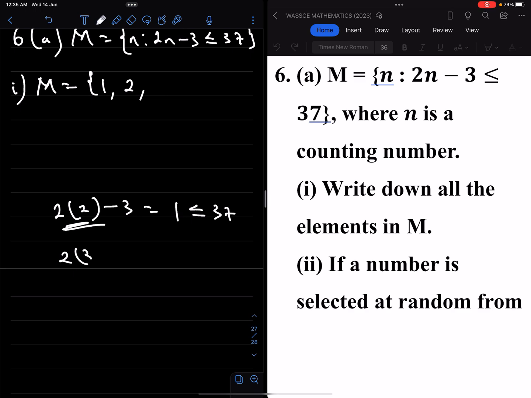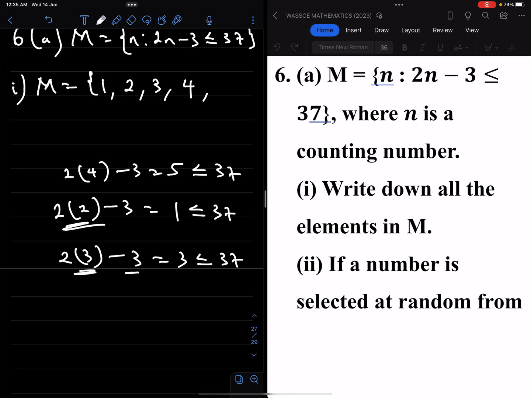We now test 3. 2 times 3 minus 3 is the same as 6 minus 3, which is 3. That's less than or equal to 37, so it satisfies the condition. That means 3 is also a member of the set M. We go to 4. 2 times 4 minus 3, that will be 8 minus 3, which is 5. It satisfies the condition, which means 4 is also an element of the set M. We go to 5. 2 times 5 minus 3 is 10 minus 3, which is 7, and that satisfies the condition less than or equal to 37. That means 5 is also an element of the set M.